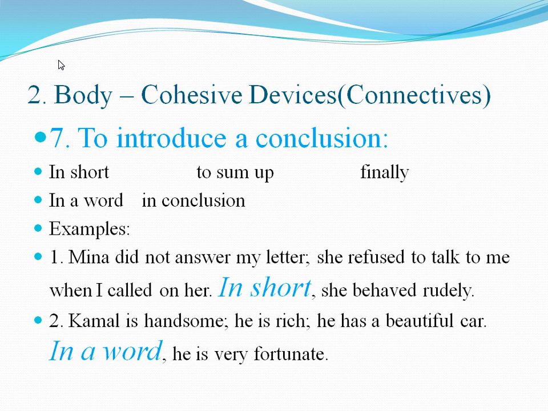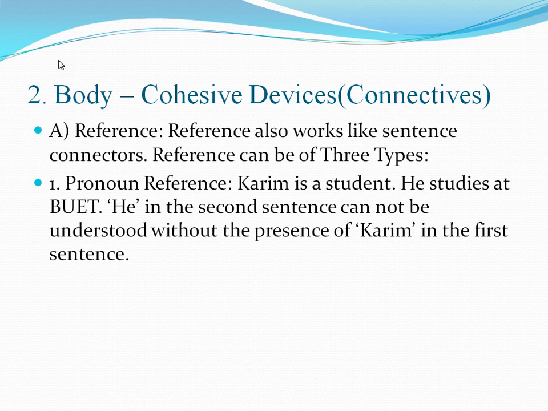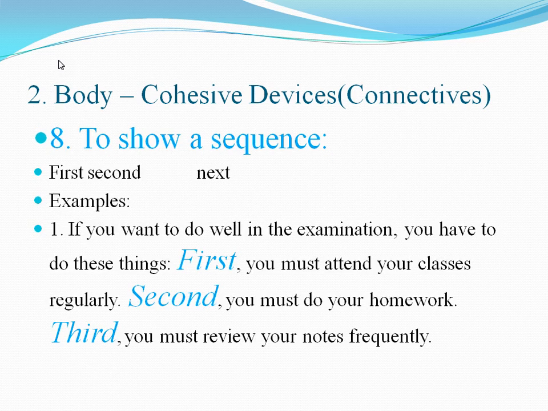To show a sequence, it's very easy. First, second, third, or at first, secondly, thirdly, you can put. In case of putting several points, we can use such chronological devices. Suppose you have 4 or 5 points in your hands, you can say at first, secondly, thirdly, fourthly. In such a way, you can develop.